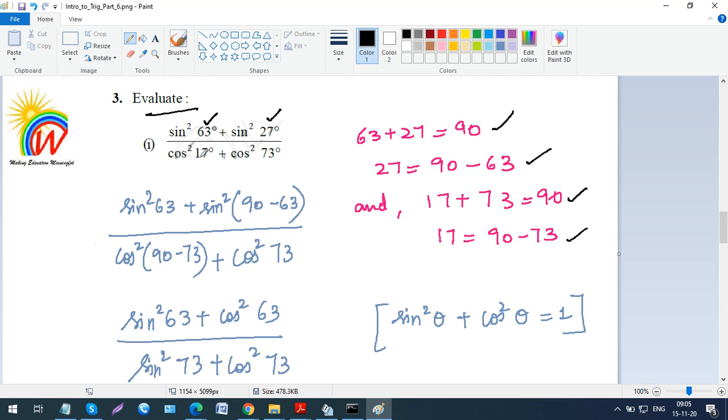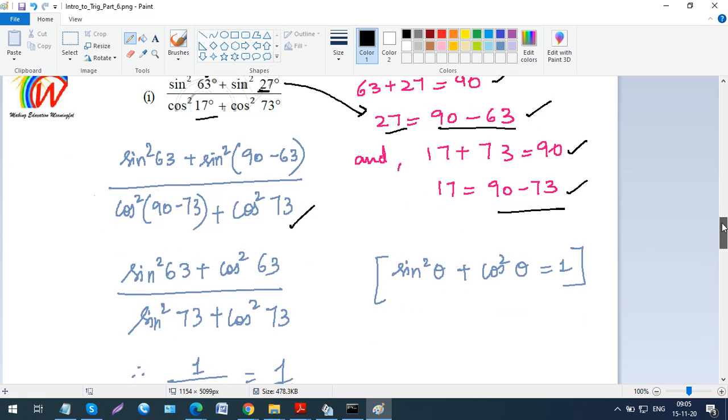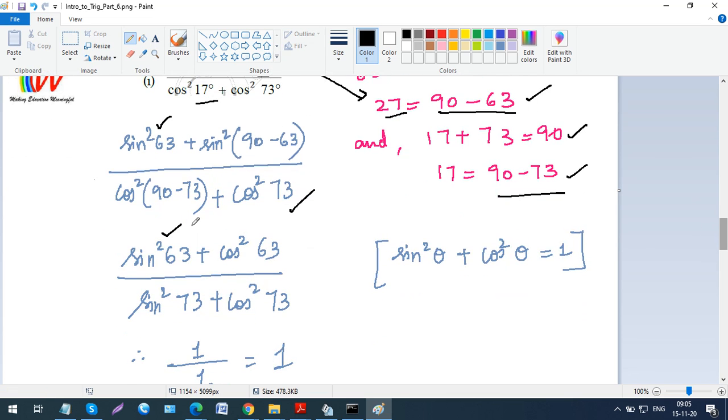So let me put 63 as it is. For 27, I'll put 90 minus 63. So here, sine square 90 minus 63. At the bottom again, for 17, I put 90 minus 73. And 73, I keep as 73 itself. So now this becomes sine square 63 as it is. We know that sine square of 90 minus theta will be cos square 63. So I write this. And again at the bottom you have cos square 90 minus something, so that will turn out to be sine square 73, and cos square 73 remains as it is.